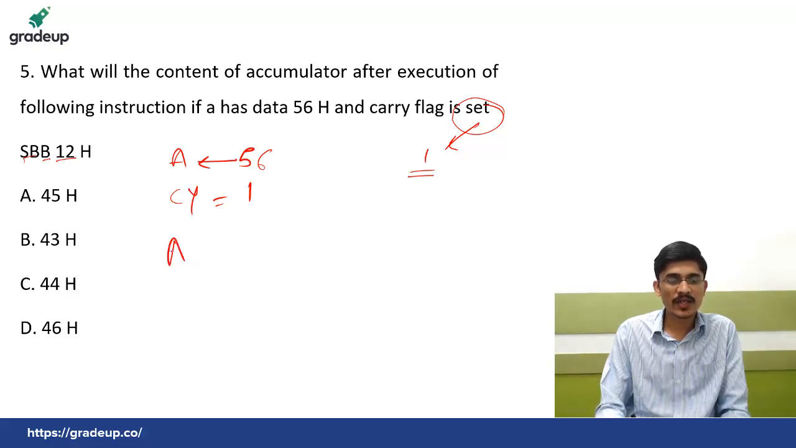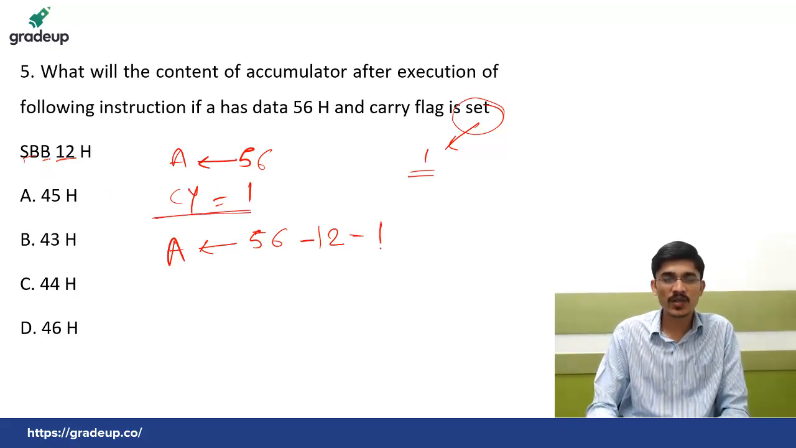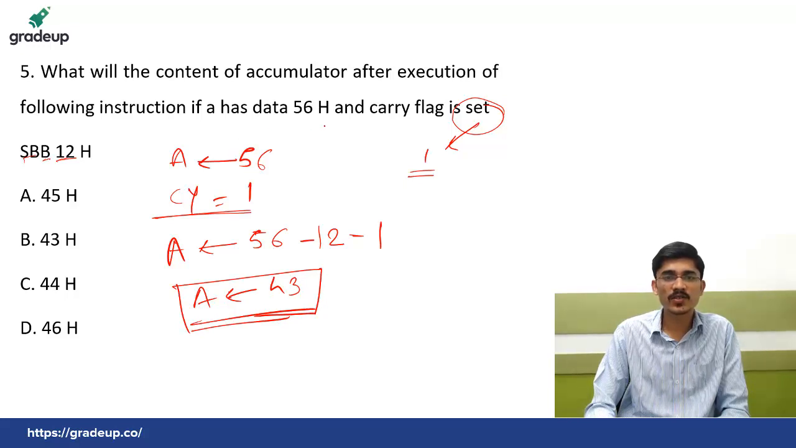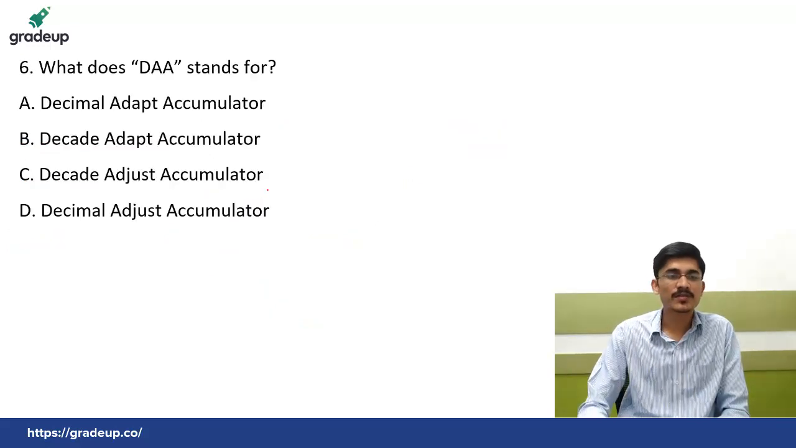So this accumulator content will now become 56 minus, it has to subtract 12 from it, as well as it has to subtract borrow, which is nothing but in our case is carry, which is 1. So the result of this operation will be 43. So the contents of the accumulator after the execution of the following instruction will be 43. So option B is correct for this question. So let's move to the next question.